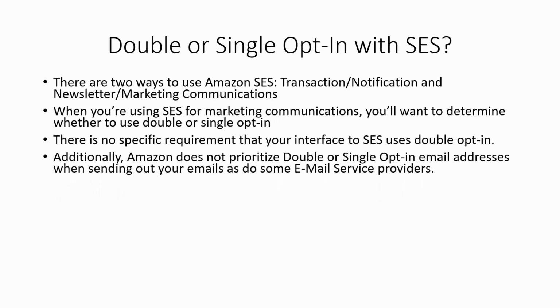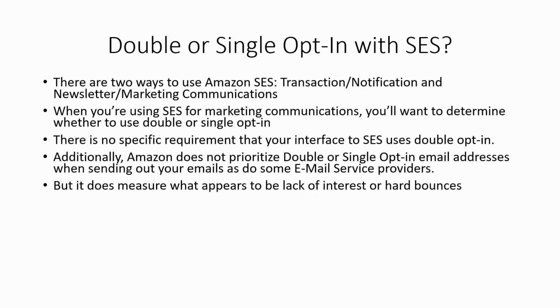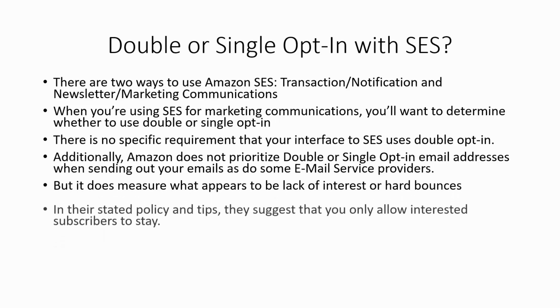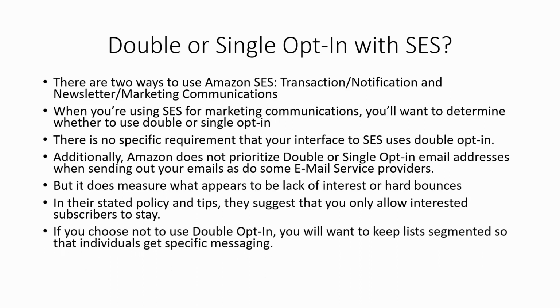Additionally, Amazon does not prioritize double or single opt-in email addresses when sending out your emails, as do some email service providers. Now, it does measure what appears to be a lack of interest through the form of hard bounces. It's their stated policy and tips that they suggest that you only allow interested subscribers to stay, and that would indicate that you are using double opt-in, because they've gone through the second level of trying to get into your email marketing list. Now, if you choose not to use double opt-in, you will want to keep your list segmented so the individuals get specific messaging to the reason that they actually opted in.